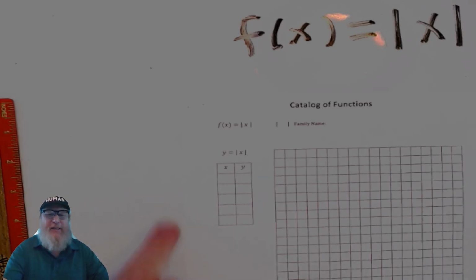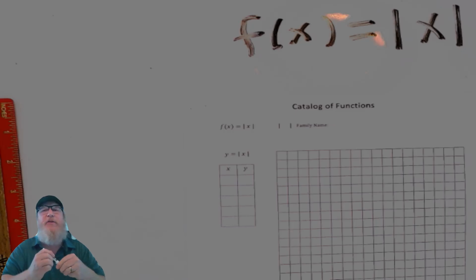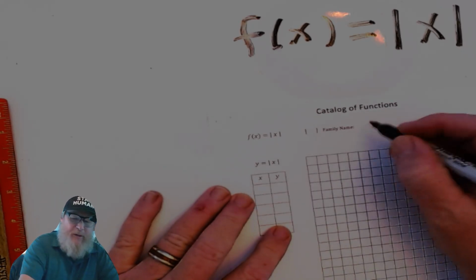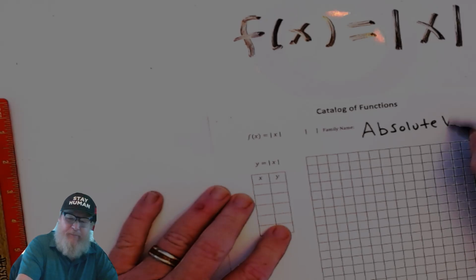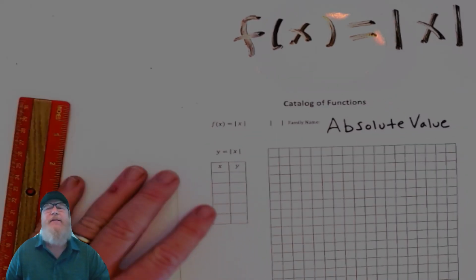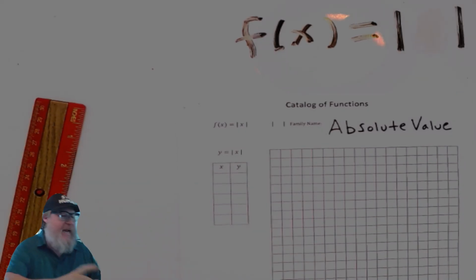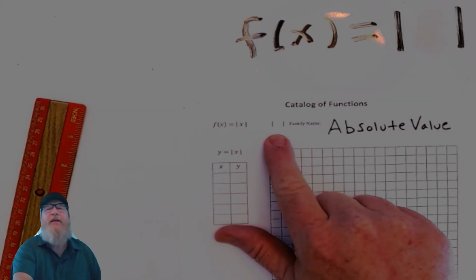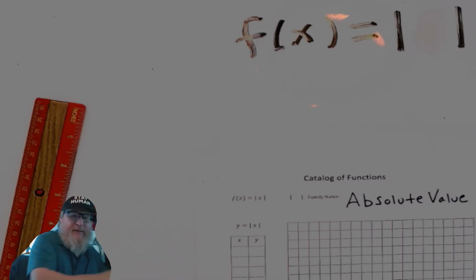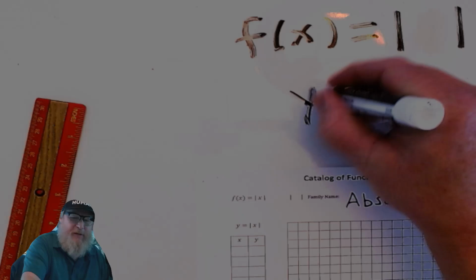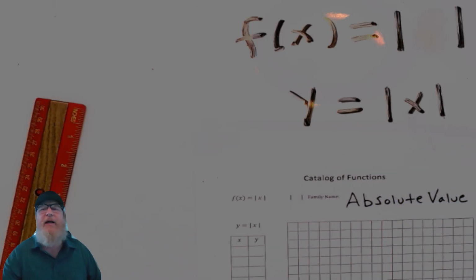The key feature is the absolute value bars, which I have written here. And that's the distinguishing feature that places it into its family. So we call this a family, and this family is the absolute value family. All right, so that's the name of its family. Essentially, any function that contains the absolute value bars will be a member of this family. It can also be written in y equals form, which is usually the way I write it when I'm working with it. I'll say y is equal to the absolute value of x.